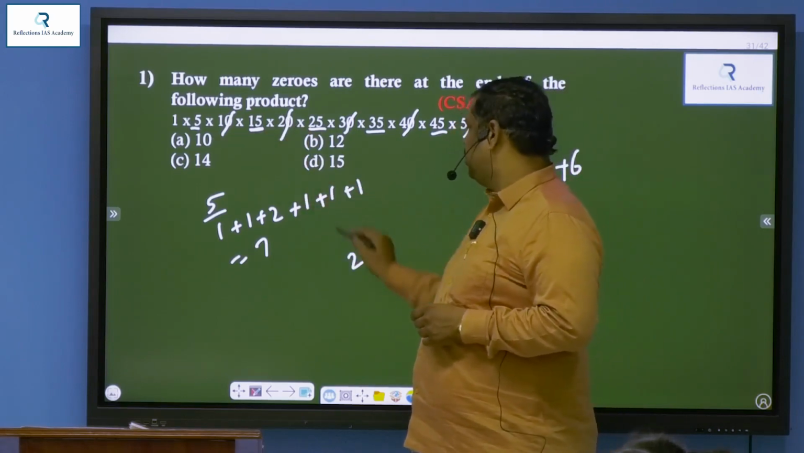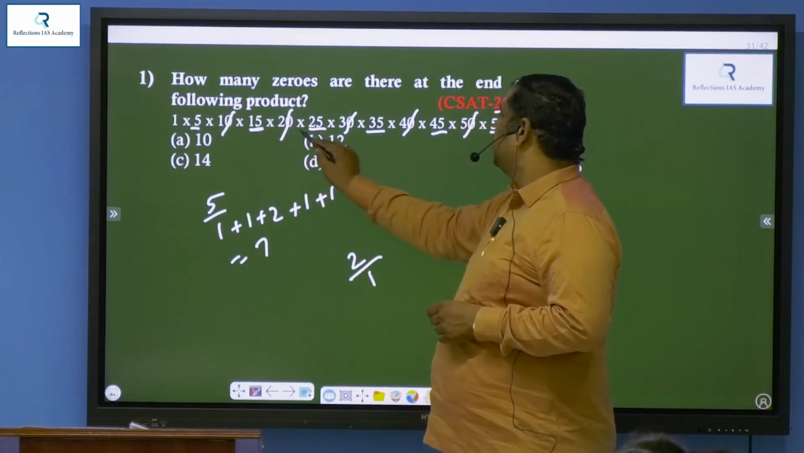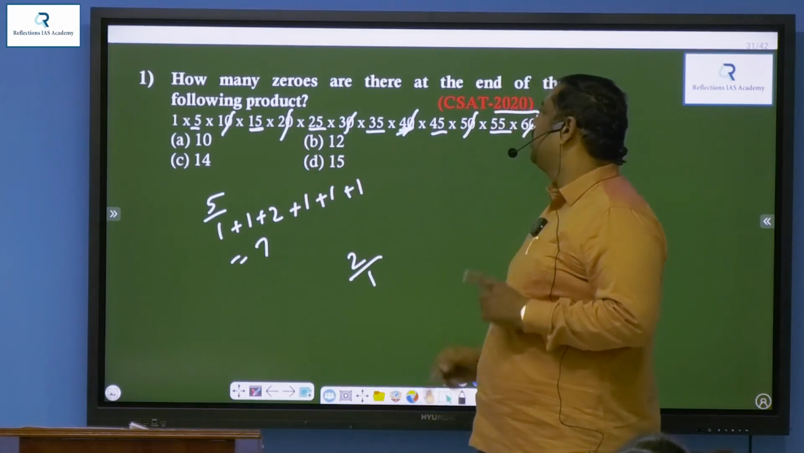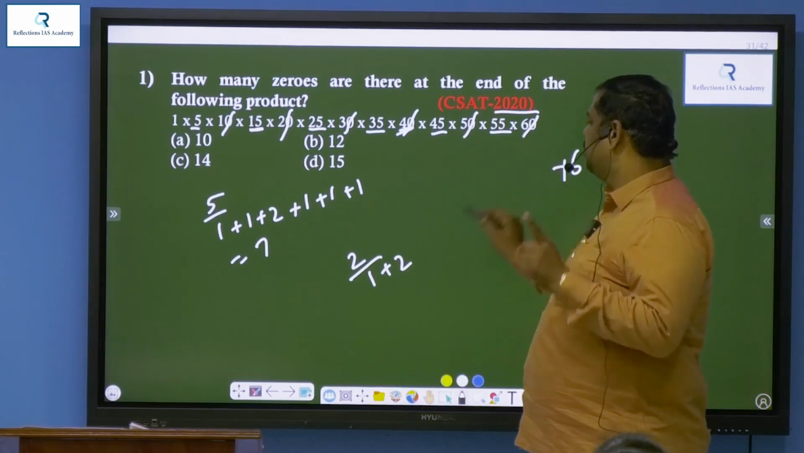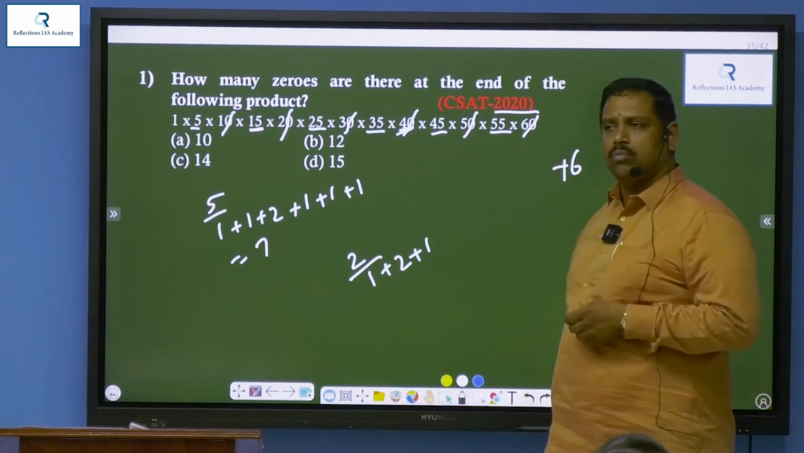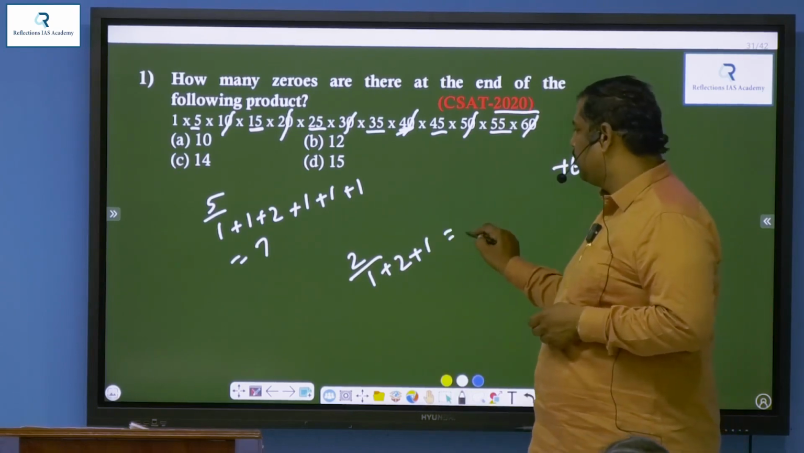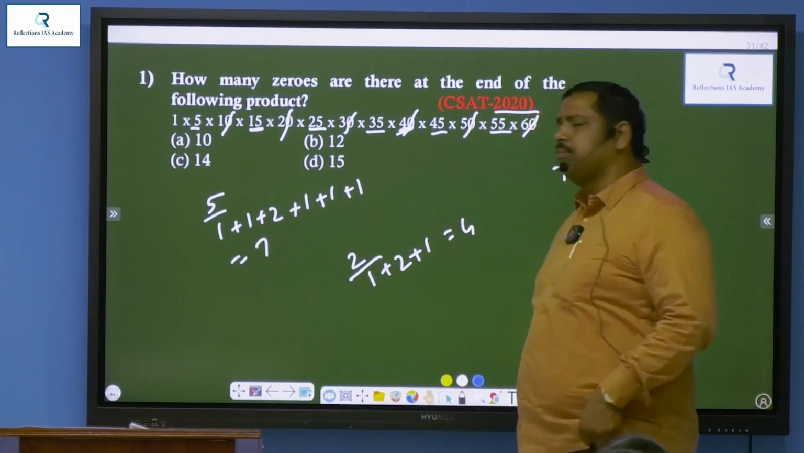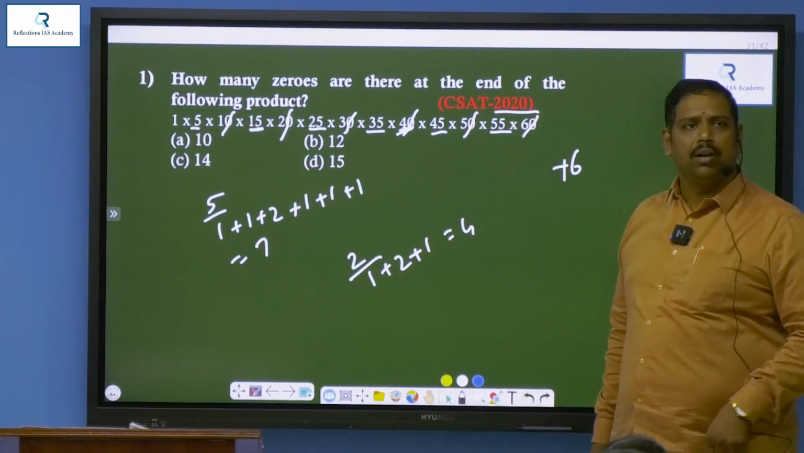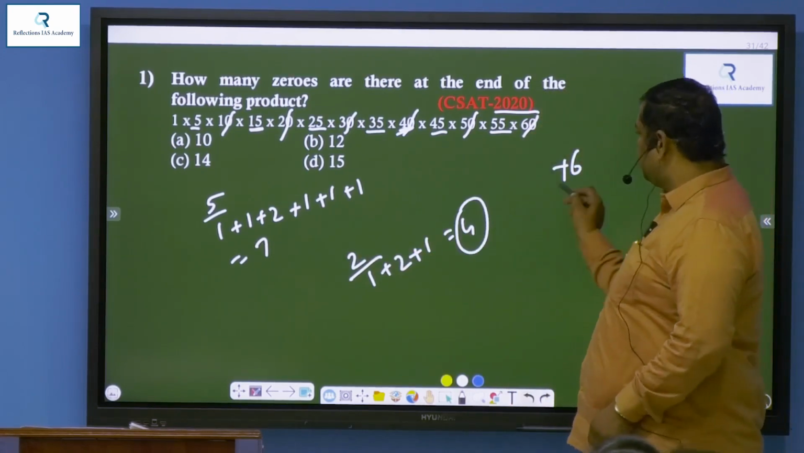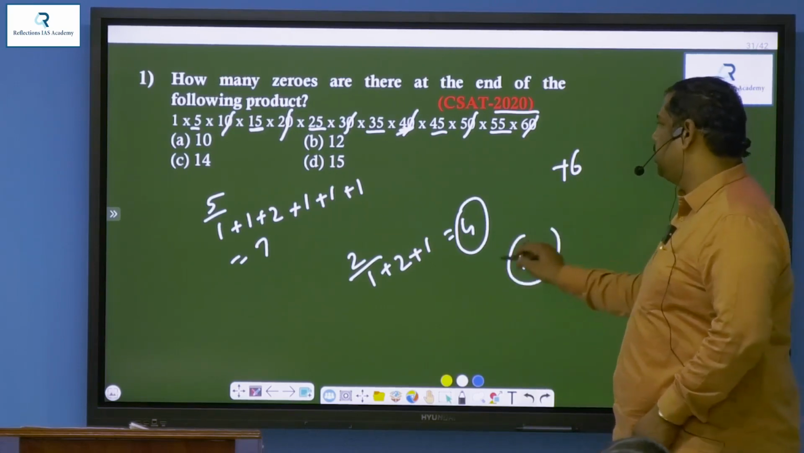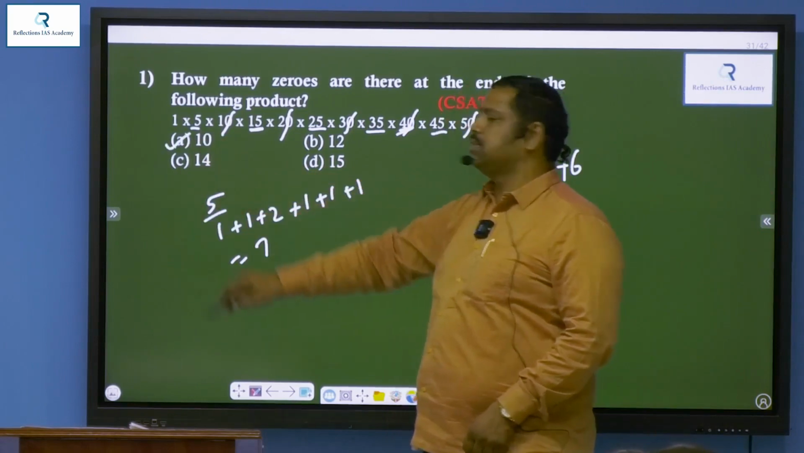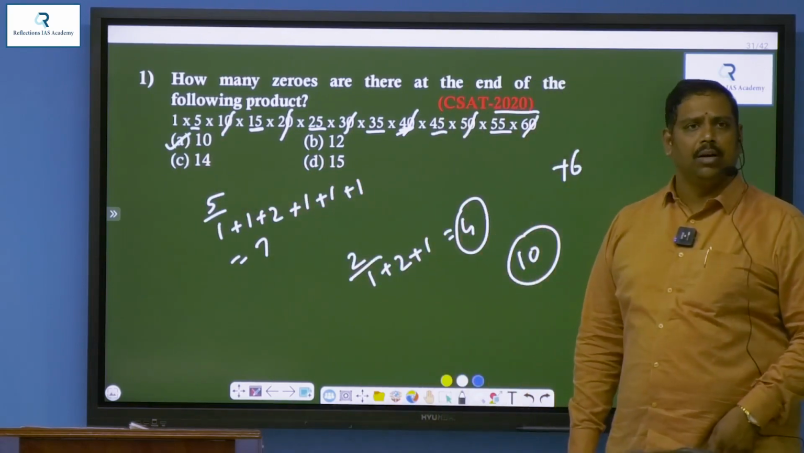1. Next, 4 means 1 two or 2 twos? 2 twos. 6 means 1 two. 2s are how many? 4. 7 and 4, which is smaller? 4. Already 6 zeros are included, so 4 plus 6 is how much? 10. Which option is the answer? A is the answer. Am I clear?